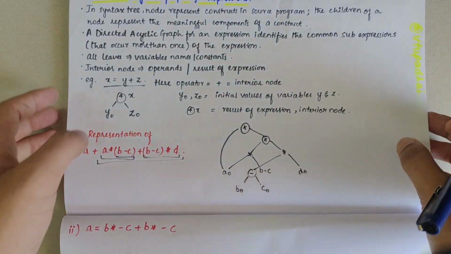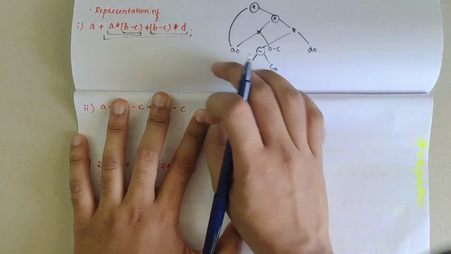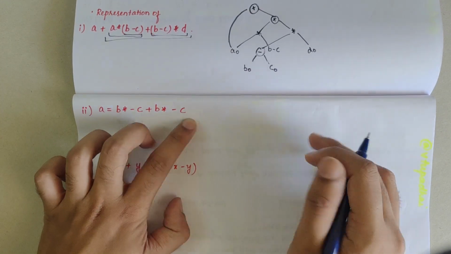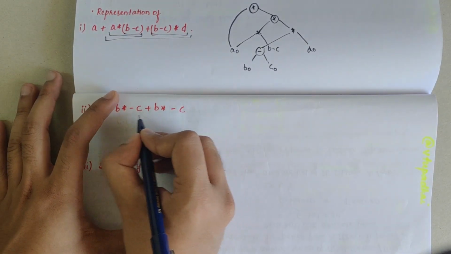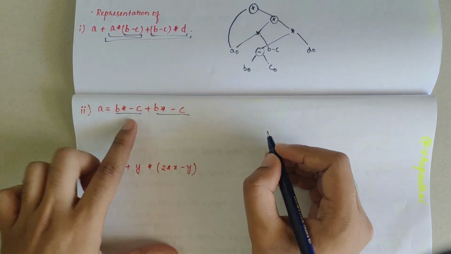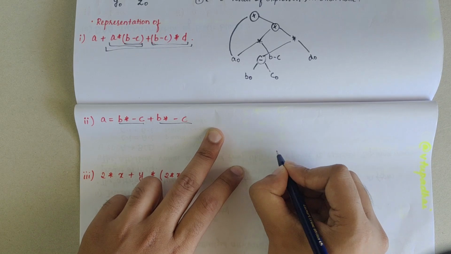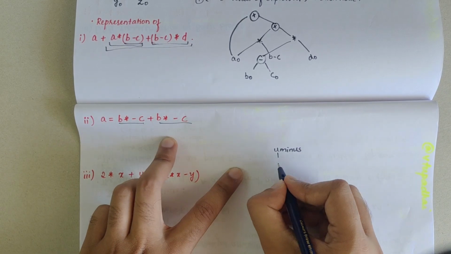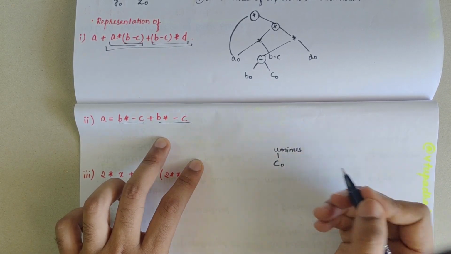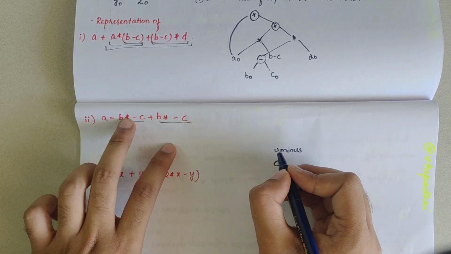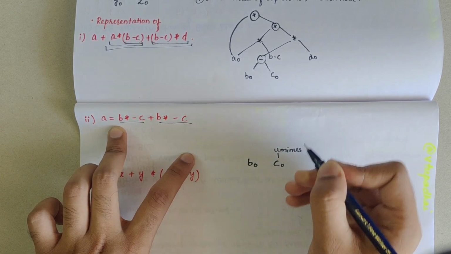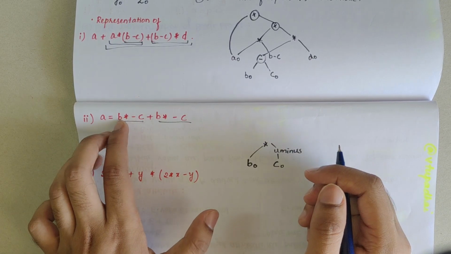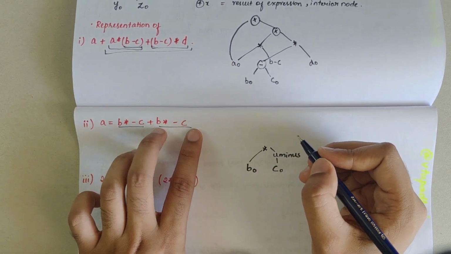Now we'll look into the second expression here, that is a is equal to b star minus c plus b star minus c. We can either start from this or this, so I'll start from minus c. It is a unary operation, right? Unary minus, I have c here, c naught, and along with that I have star and b here. So let me write b naught here, and I'll put a star here. So I'm done with b star minus c, and then on this side also I have the same operation.